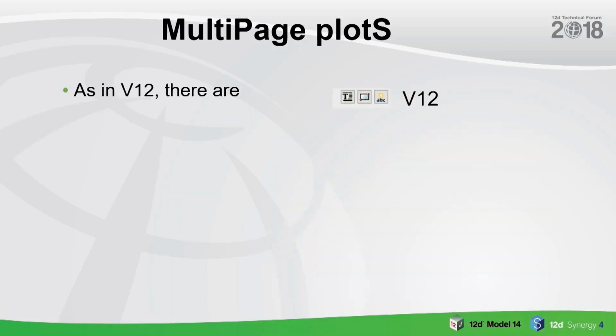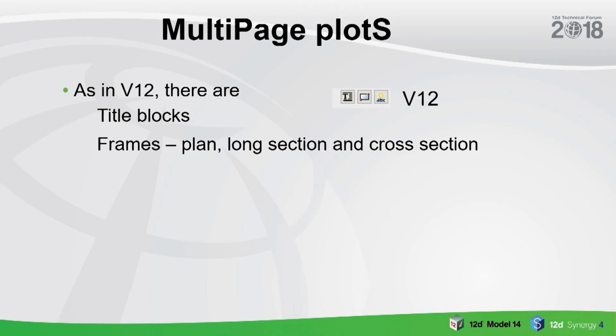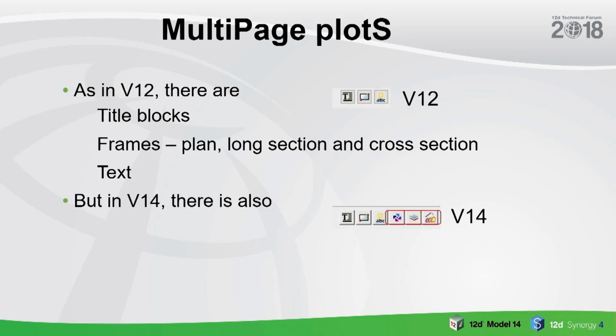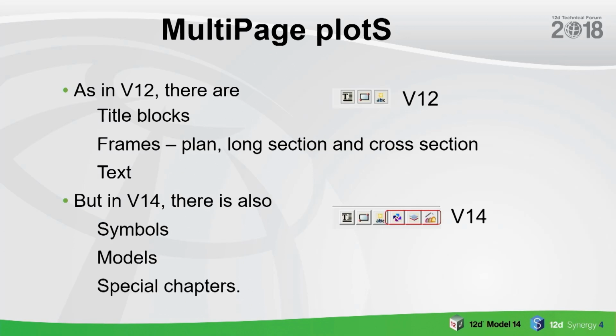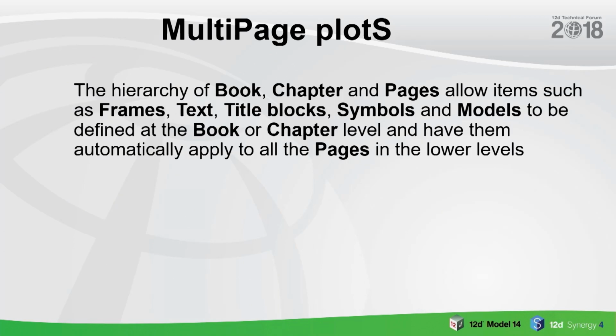So that'll be explained to you. And you've got all the things we had before, but a lot more stuff. And I say this will be demonstrated because you've got symbols, models, special chapters. What are these special chapters? There you can have a whole chapter of cross sections or long sections, and they'll all be stuck in there, and it'll work out how many there are to know how many pages you need.